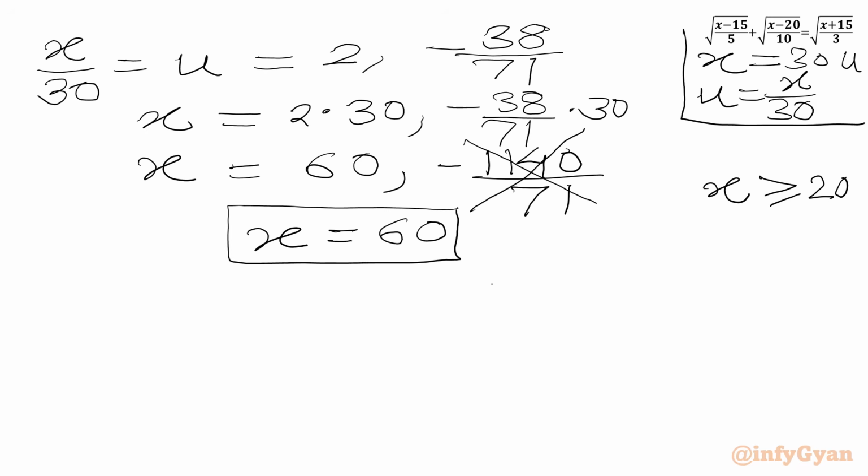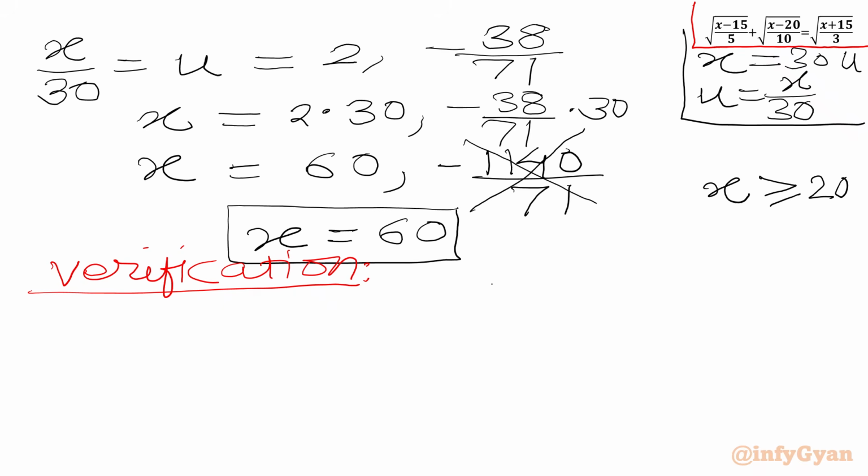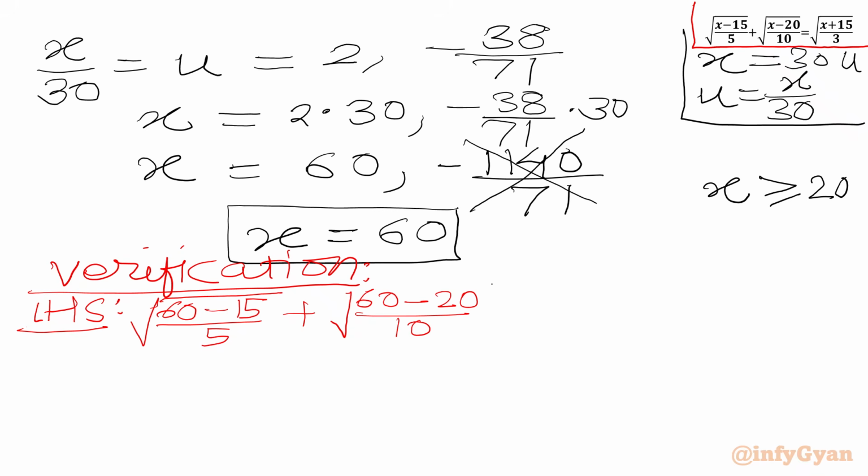Now we are going to verify our solution. So let me write here verification. We will begin with the left hand side. The equation is written here. So let us put x equal to 60 directly into LHS. We will get square root of 60 minus 15 over 5 plus square root of 60 minus 20 over 10, which will be equal to square root of 60 minus 15, which is 45, over 5 plus square root of 60 minus 20, which will be 40, over 10.